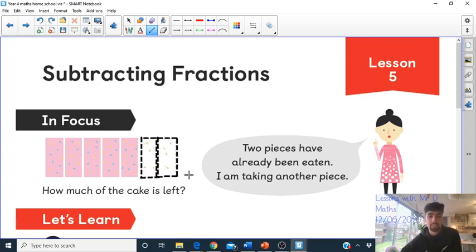Working from home, everybody. 2 pieces have already been eaten. I'm taking another piece. How much of the cake is left? Right then, so we've seen with this black, this is my whole. So imagine a box of cakes. How many is my whole been split into? That's our first job. 1, 2, 3, 4, 5, 6, 7. It was split into sevenths.